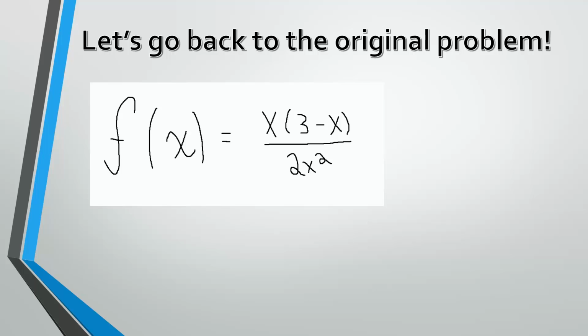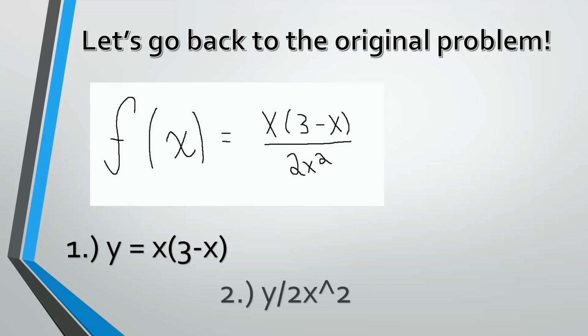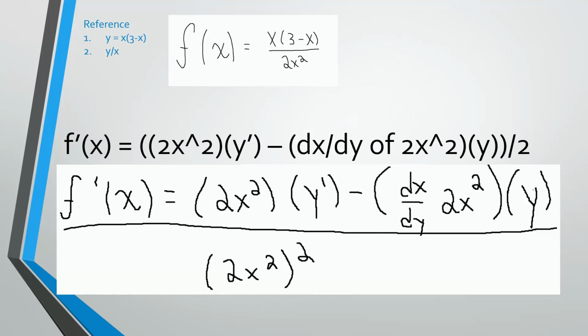Let me suggest two things. First, let's make the numerator x times (3 minus x) equal to y. This will just make it easier for me to write it, and it'll be much simpler to understand. Secondly, let's just look at it like this: the function is y over the denominator, y over 2x squared. Looking at that, a lot less daunting. Let's use this and apply it to the problem. So, as you can see, the original problem is referenced up here, along with what y is and what y over 2x squared is. So, let us look at the problem.